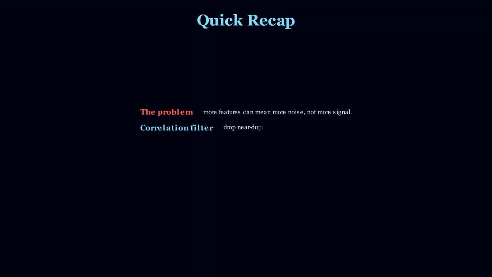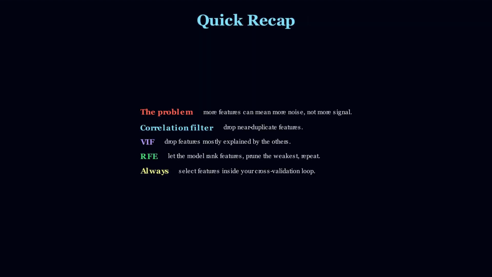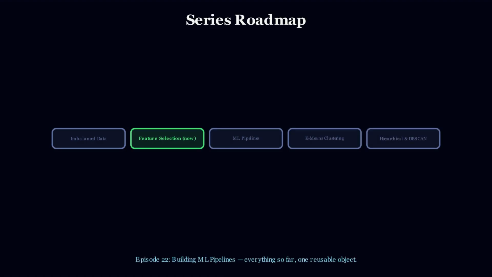Quick recap before we go. The problem: more features can mean more noise, not more signal. Correlation filtering, drop near-duplicate features. VIF, drop features that are mostly explained by the others. RFE, let the model rank features, then prune the weakest repeatedly. And always select features inside your cross-validation loop. Where we are in the series, we can prepare data, balance classes, and now trim it down to what matters.